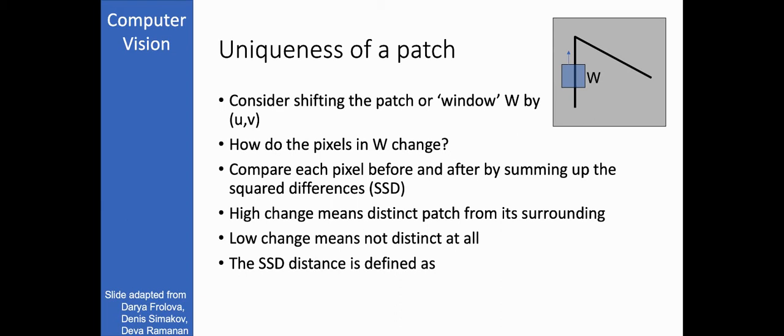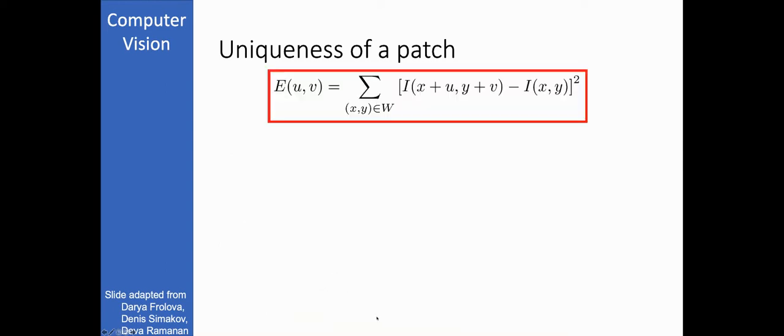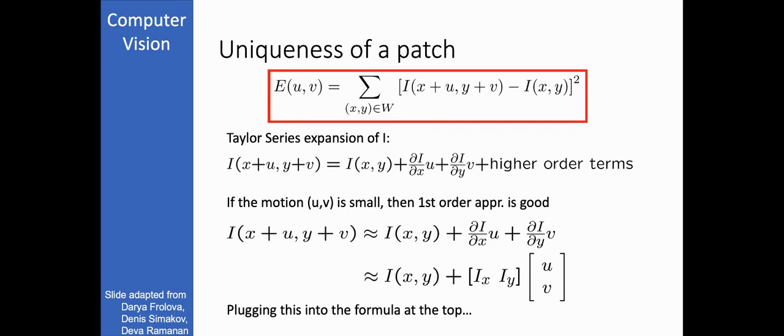This SSD difference, sum of square difference, is actually defined like this. So I really look at the intensities within the patch after making a U and V shift and before. I compute the differences between corresponding pixels and I simply square them and sum them within the window. Now, looking at this, it is kind of difficult to play with. So we will look at the first order Taylor expansion.